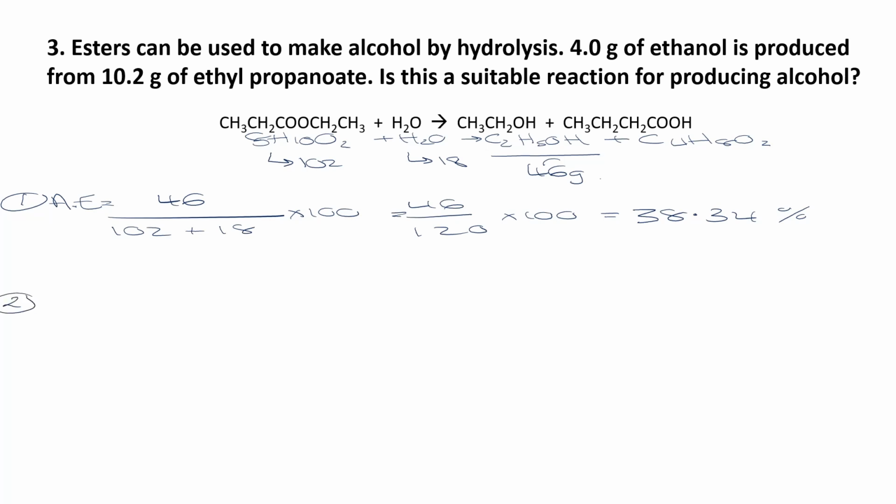Let us look at the percentage yield. To calculate percentage yield, we need our actual yield divided by the theoretical yield times by 100. The actual yield is given to us in the question. We are told that we can produce 4 grams of ethanol. And the theoretical, we must work out from the calculation.